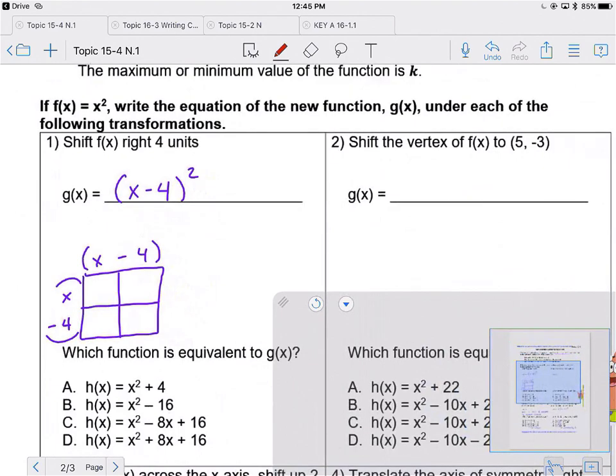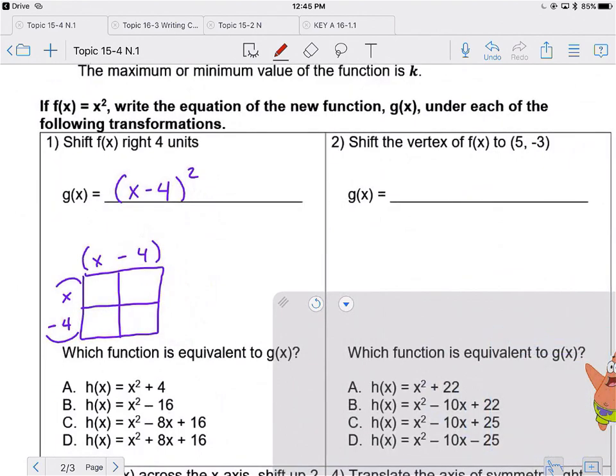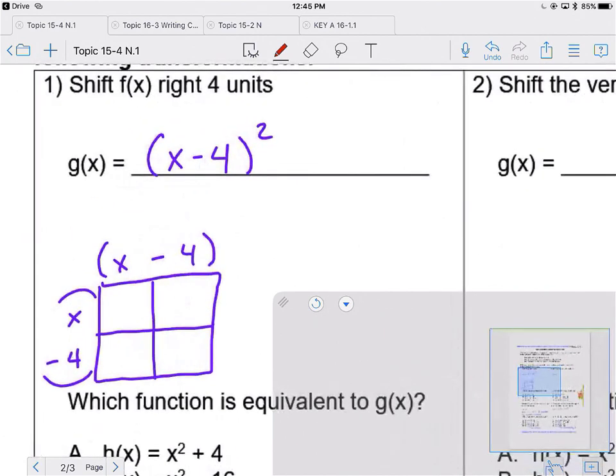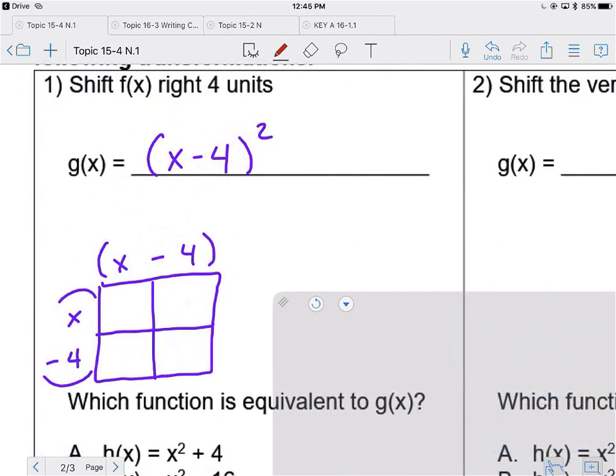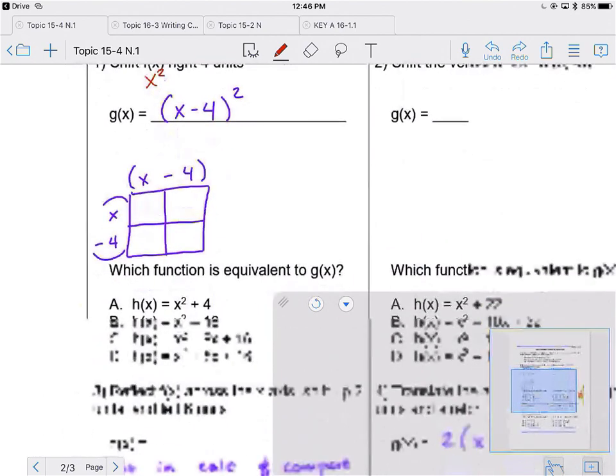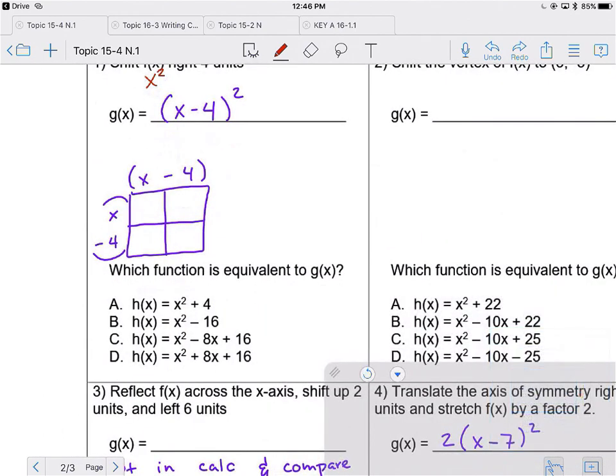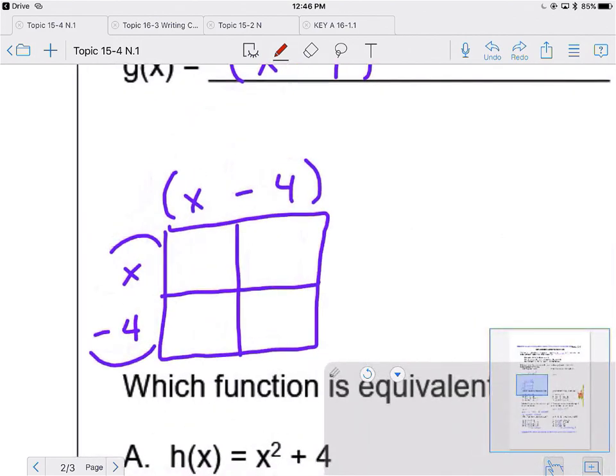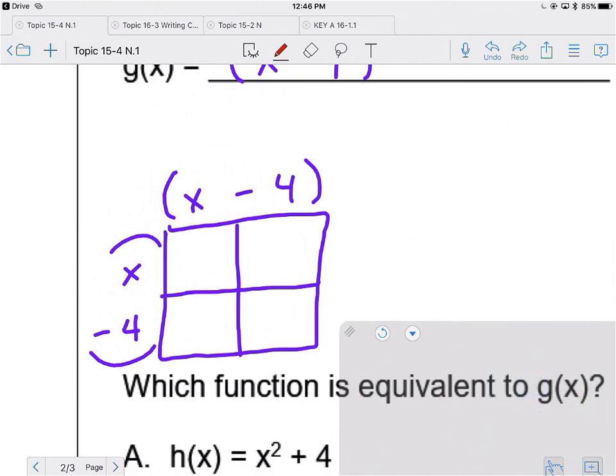So they tell us if f(x) = x², write the equation of the new function g(x) under the following transformations. So they want us to shift this f(x), which is x², to the right 4 units. To write that, minus 4 needs to go inside the parentheses with x. Now they ask me which function is equivalent, and all of these are listed as though it has been multiplied out. So we've started a box for you, and we're going to finish it.